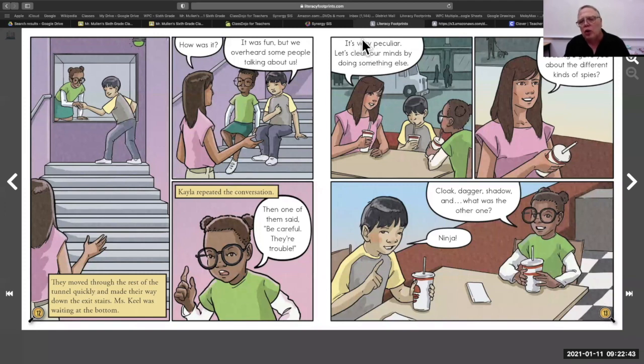It's very peculiar. Let's clear our minds by doing something else. So if we're going to read through it right here, we would have to go back to page 12 and read through it. How was it? It was fun, but we overheard some people talking about us. Then one of them said, be careful, they're trouble. That's very peculiar. Let's clear our minds by doing something else. So we've read through it. Peculiar might be a word that you know, but you just don't use in your writing, or it doesn't show up very often in your reading. What's another word we could substitute then for peculiar?